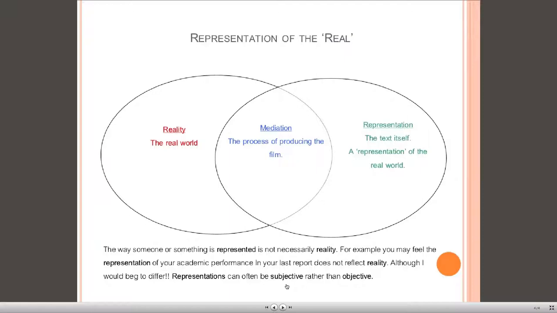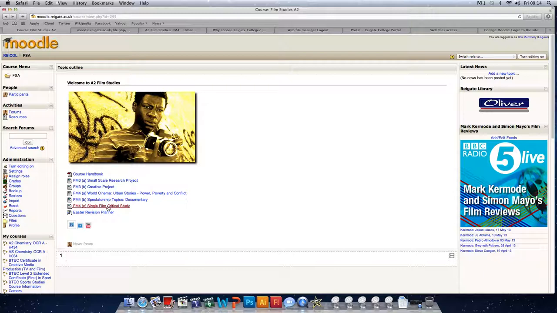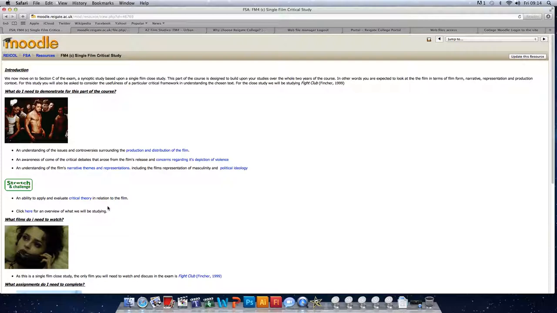Okay, so that's documentary. Now, the final part is Fight Club. Obviously, as you know, with Fight Club, section C of the paper, it's what's called a critical close study. There are 30 marks available for this question as opposed to 35 for A and B. And the idea is you're looking at a particular film and focusing on it in a sort of synoptic way. The idea is you're bringing in different aspects of the course in terms of one film.